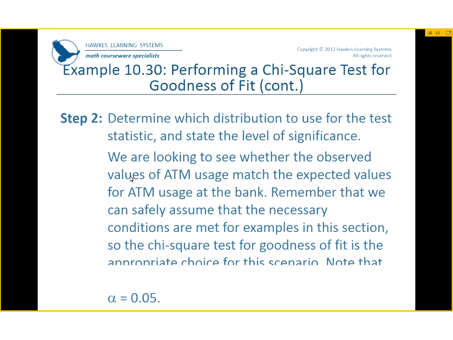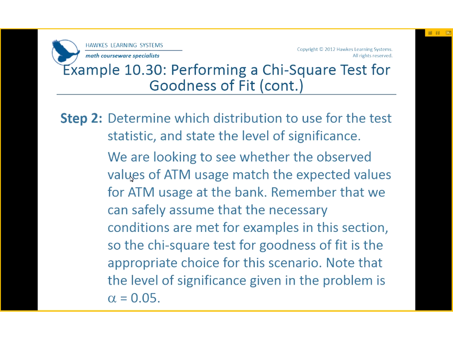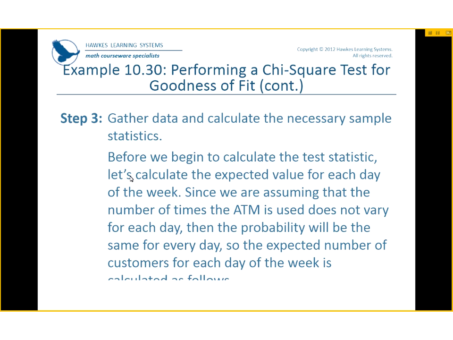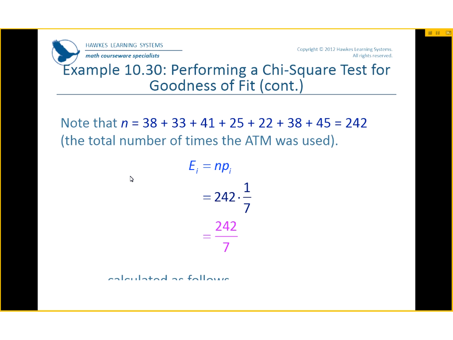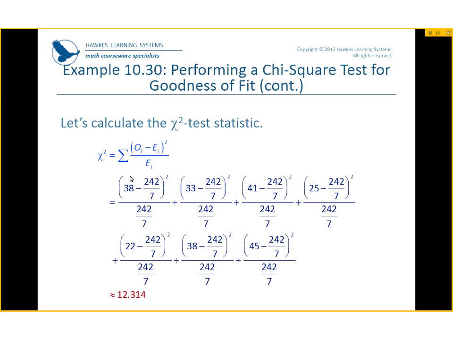All right, so we know our level of significance is 0.05. Let's go ahead and start looking at what we've got to do. We've got our observed, which was in the table. Now we've got to do our expected. All our expected is: we add up all the observed together and divide by the number of categories. In this case, our categories are days of the week, which is 7. So 242 divided by 7.